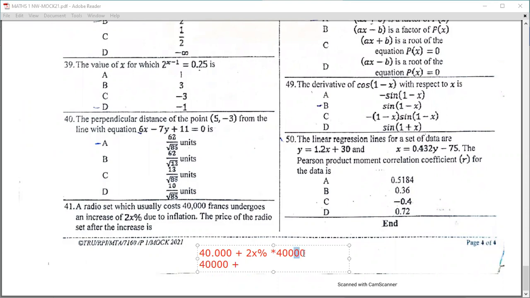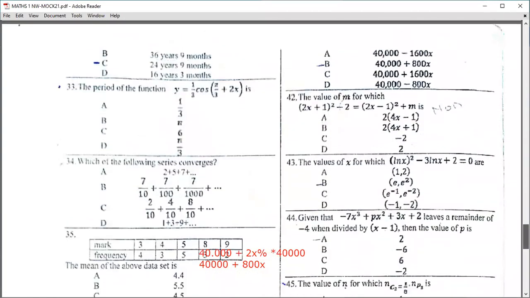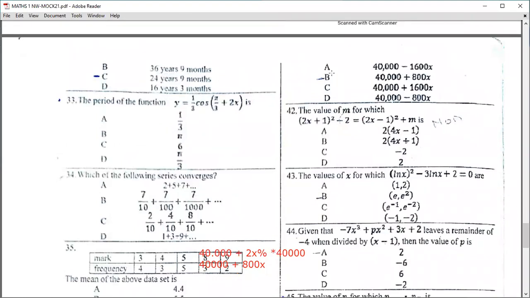So these 2 zeros will cancel out. We'll be left with 2x times 400, so that will be 800x. So we have 40,000 plus 800x. Let us see what we have for the answers. All right, so the answer is B: 40,000 plus 800x.